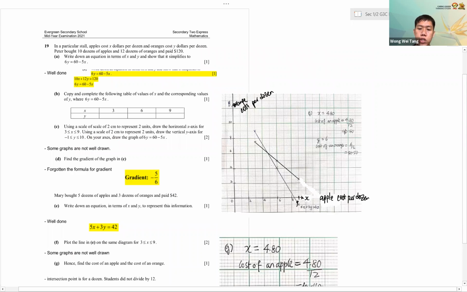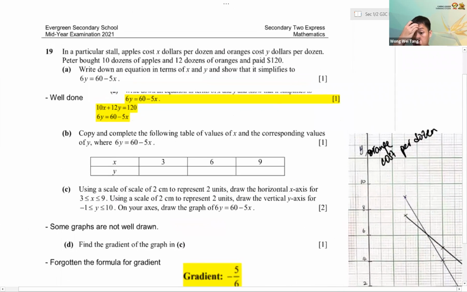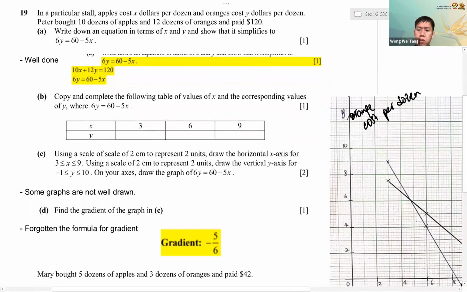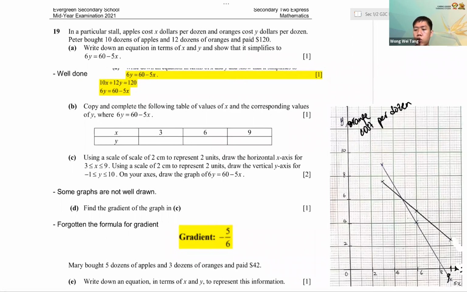Okay, final one, graph question. Part A, well done. Part B, complete table of values. Okay, shouldn't be a problem. Part C, drawing the graph. Some graphs are not well done.